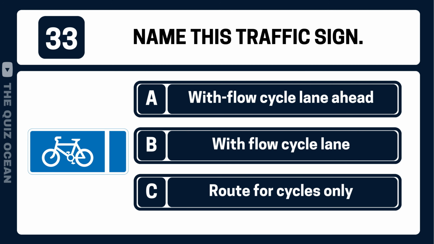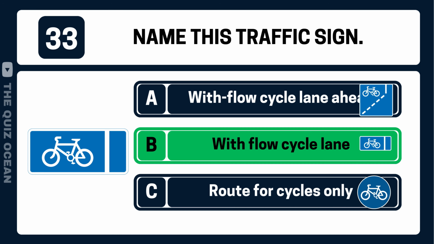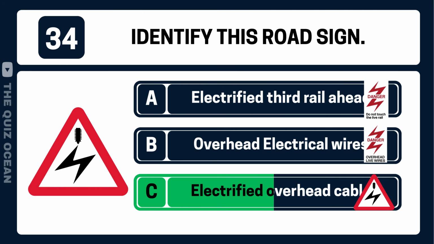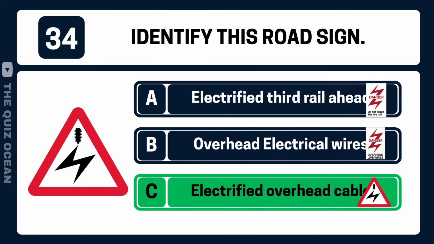Name this traffic sign. Excellent. This is a designated with-flow cycle lane. Identify this road sign. Good observation. This sign warns of an electrified overhead cable.